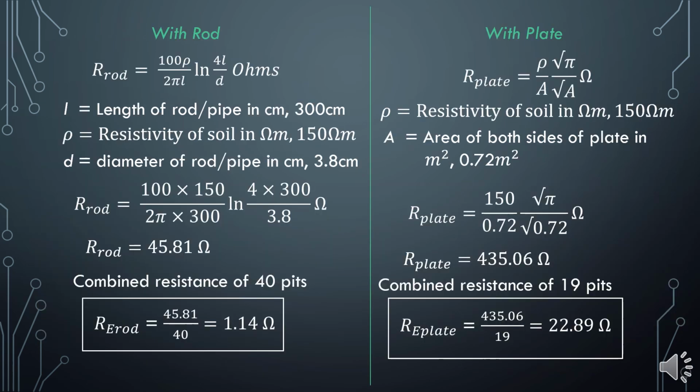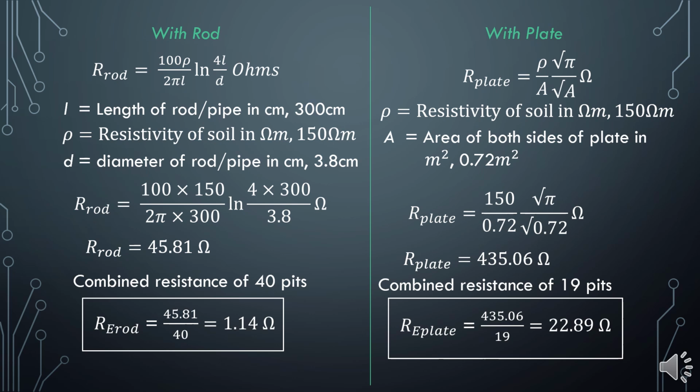While inserting values in formula, care has to be taken with the units. Have a look at the formula for calculating resistance of rod. Length and diameter of the pipe are in centimeters while resistivity is in ohm meters. Similarly, you can see values are inserted in formula for calculating the resistance of earthing plate.